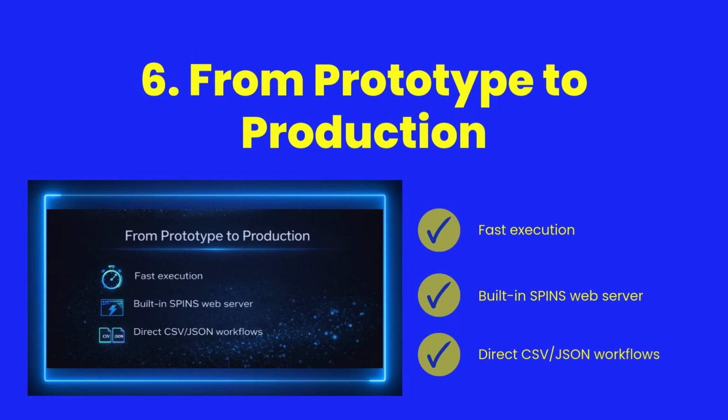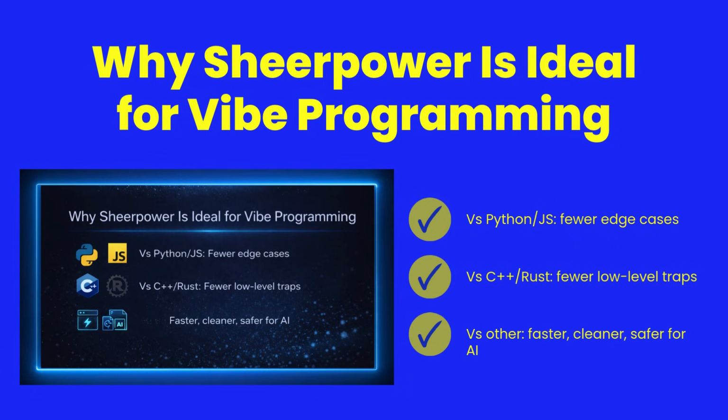This explains why Sheerpower is ideal for vibe programming. Versus Python and JavaScript, there are fewer edge cases for AI to get wrong. Versus C++ and Rust, there are fewer low-level traps, such as pointer and lifetime issues. And versus many other languages, Sheerpower is faster, cleaner, and safer for AI, making vibe programming feel natural, predictable, and frictionless.